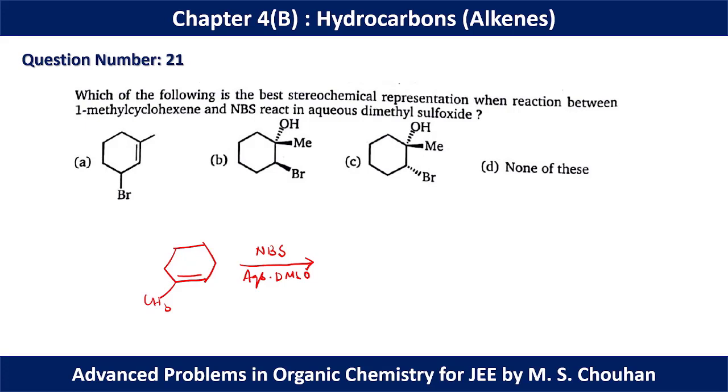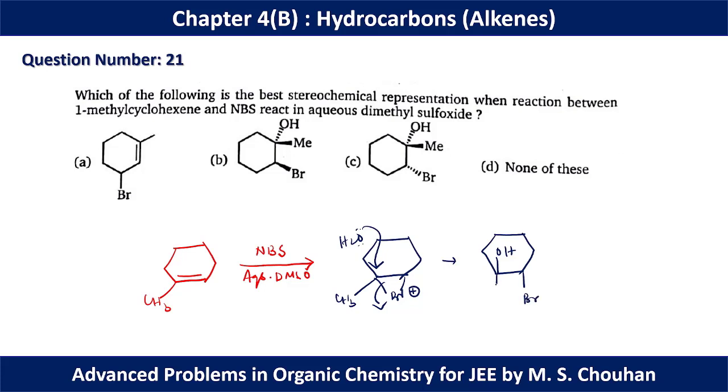anti-addition, so the added bromine and OH must be present at anti positions to each other. So basically, in the first step we have this kind of situation where a cyclic bromonium ion is formed with CH3, and in the next step the water molecule will approach like this, and finally we have this kind of situation where the added OH and bromine are in the anti position.